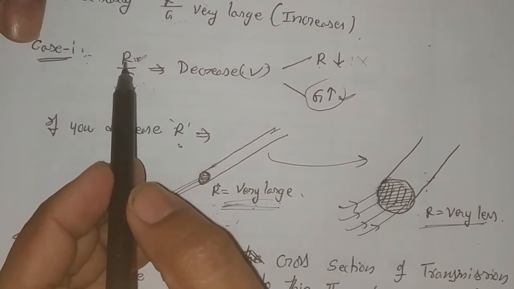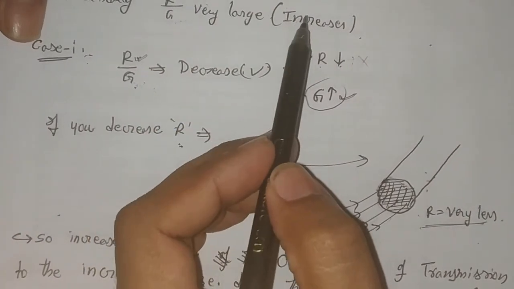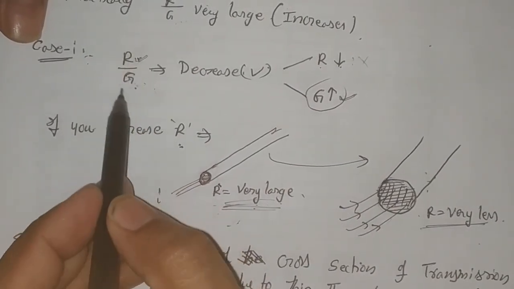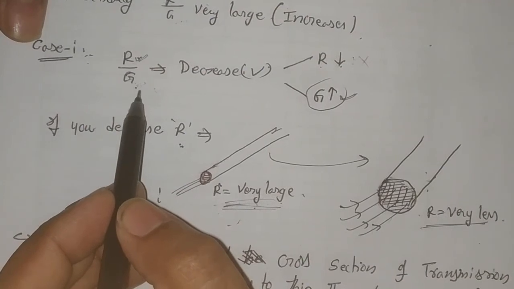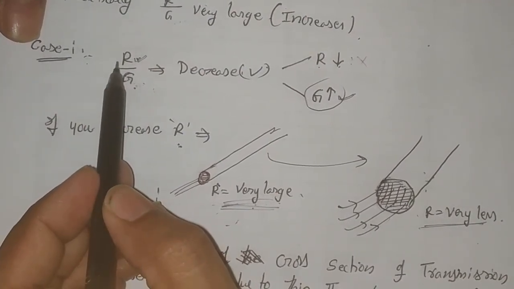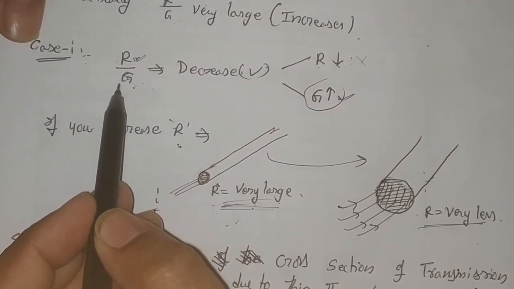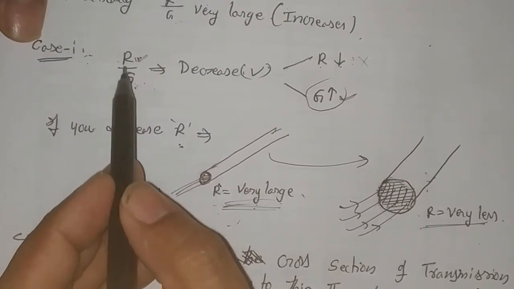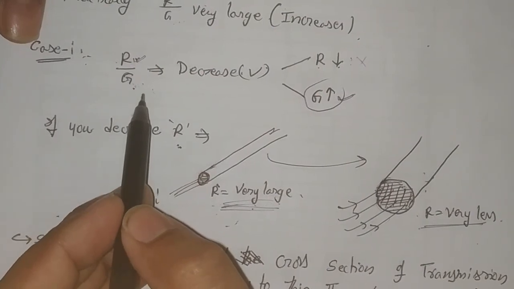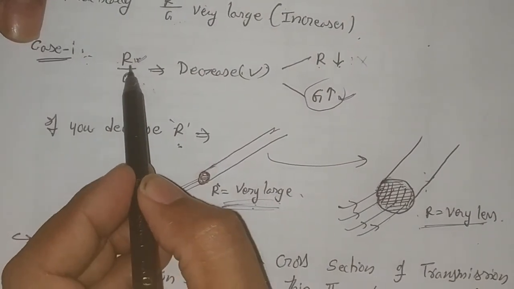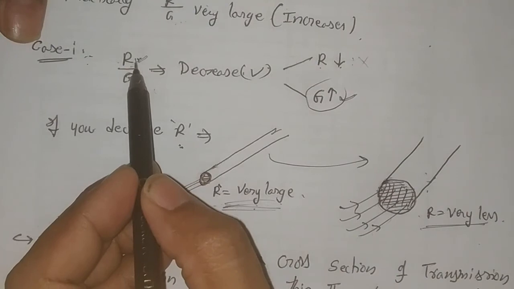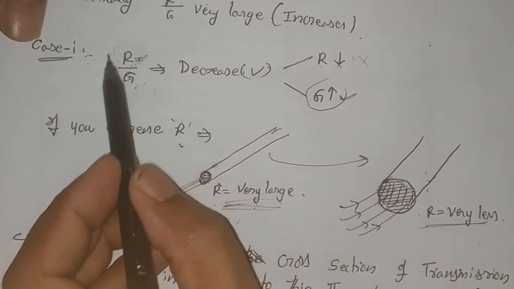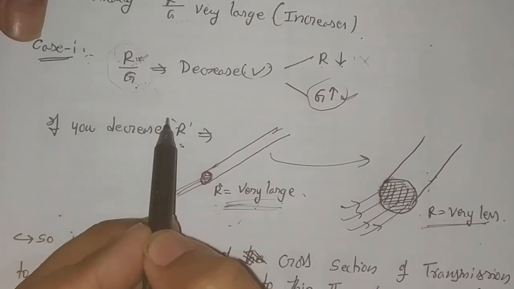For the perfect compensation of R by G equal to L by C, we have to reduce the R by G value. If R by G is a fraction, the numerator term is R and the denominator term is capital G. So here our main objective is to reduce this R by G value. This can be obtained by reducing the value of R. That means if you reduce the R value, then the entire fraction R by G will be reduced.